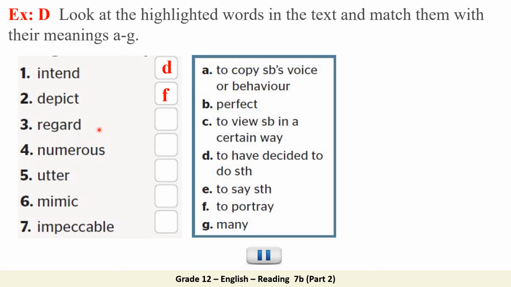Well, the word regard means to view somebody in a certain way. Numerous means many. Utter means to say something. Mimic means to copy somebody's voice or behavior. And finally, impeccable means perfect.